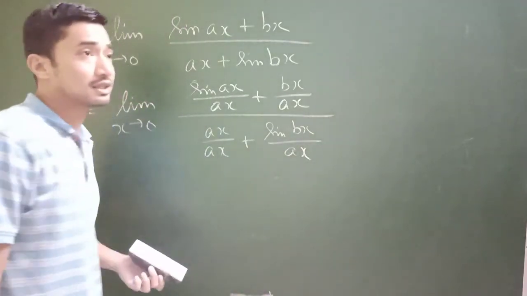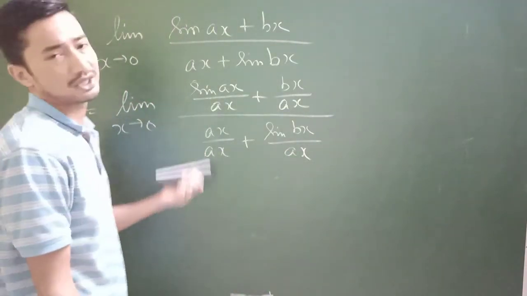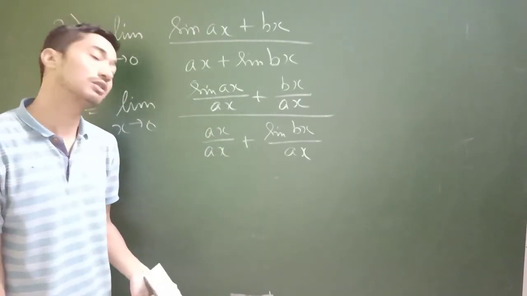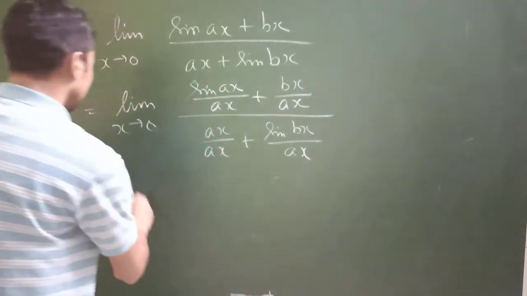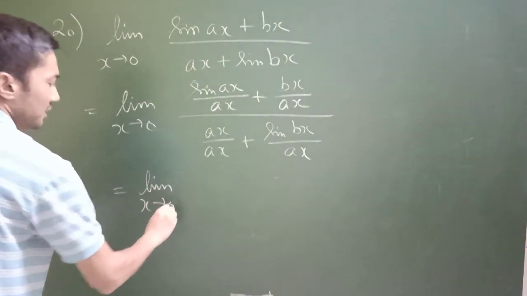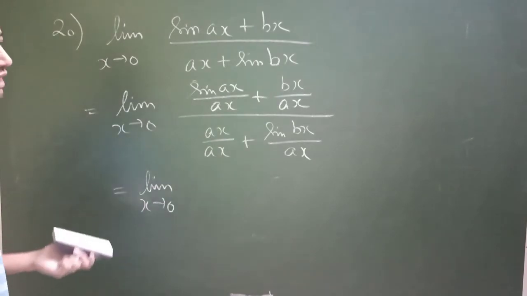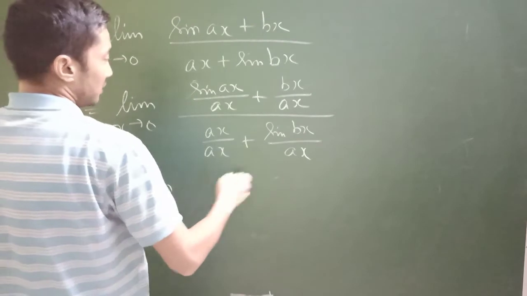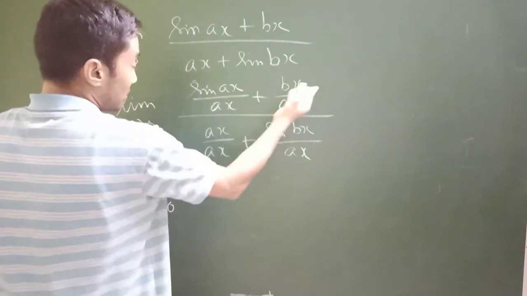Sir, why ax? That's up to you. You can divide it by bx also, on both the numerator and denominator. That's up to you. I just think that this might be a much easier approach, so that's why I'm dividing it by ax. You can do it by bx also, because here I might just get 1, and here also you might just get 1.